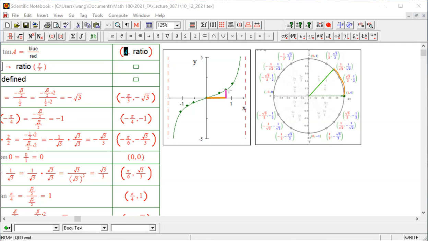So how do we mark this point? Can you guys mark this point? That point will be marked by orange. Pi over 4, comma.